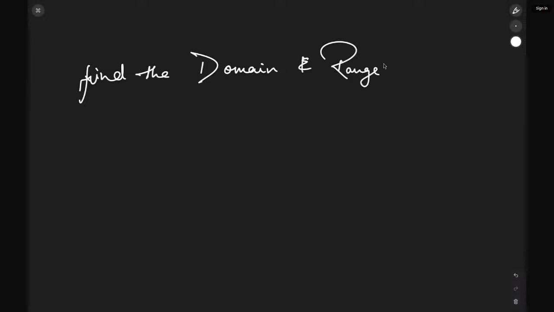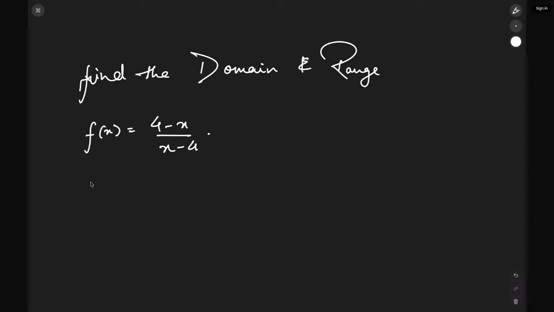So next question that we have is we have to find the domain and range of the function given as f(x) = (4 - x)/(x - 4).